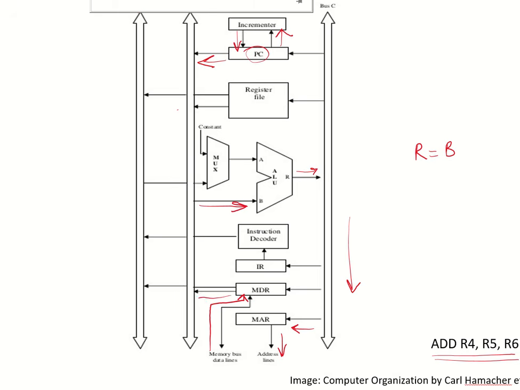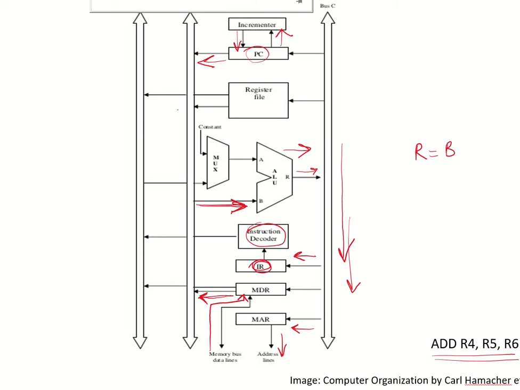This again will be put onto bus B in the next clock cycle, where it will be available at the B input of the ALU. Through the ALU, it will be sent to the instruction register. So now the instruction register has the instruction which has been fetched, and it will be passed on to the instruction decoder.